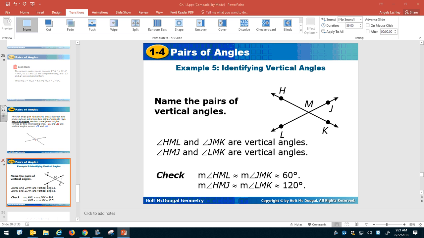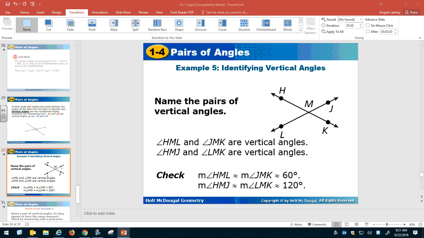Is that the last example in your notes for 1-4? Nope. All right, we have naming our vertical angles. Last example. So name the pairs of vertical angles. How many pairs of vertical angles are in the picture here? How many pairs? 2 pairs.